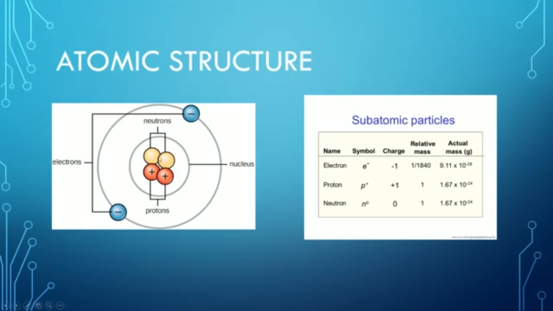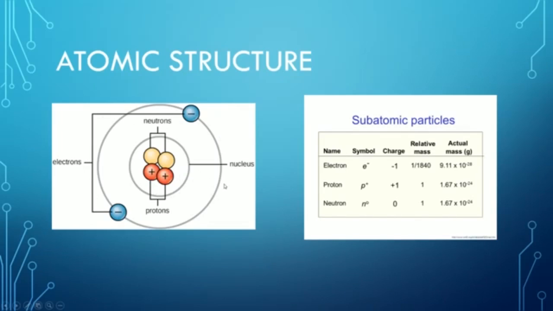Now, the protons and the neutrons are located in the nucleus, which is the central part of the atom here, and the electrons are always in orbit of the nucleus, and they lie in what we call shells, which are represented as ring-like structures that we draw around the nucleus.